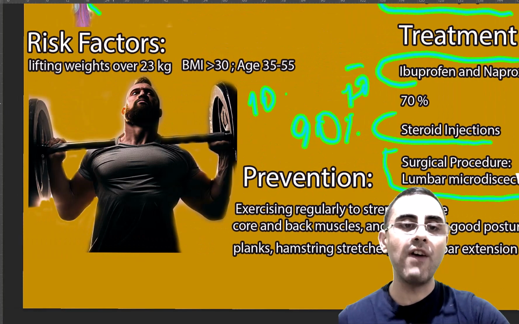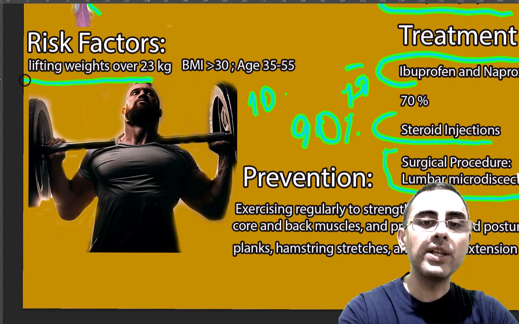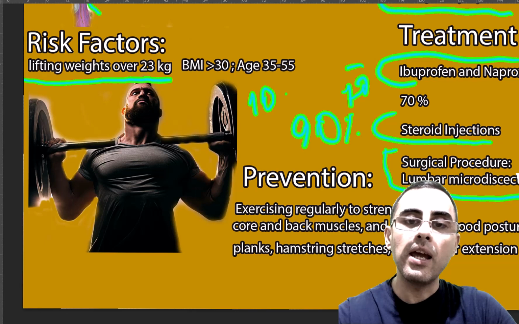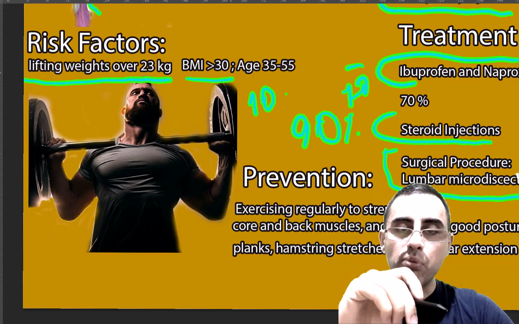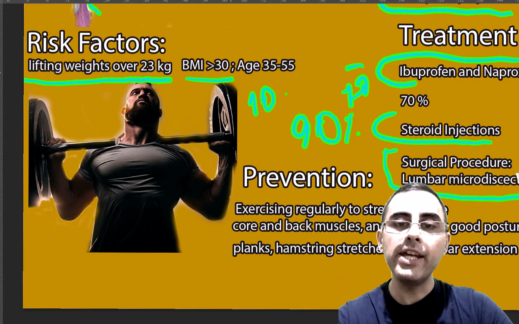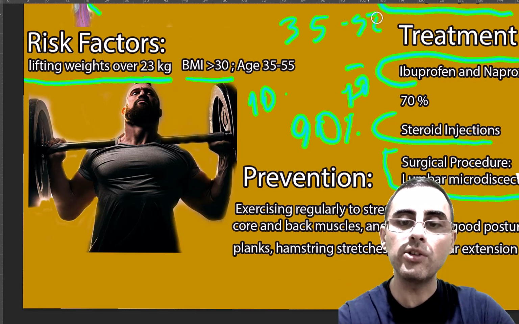And what are the risk factors? Risk factors are lifting weights over 23 kilograms. Also BMI, when there is obesity, is an important risk factor, and age after 35 to 55 is a common condition.